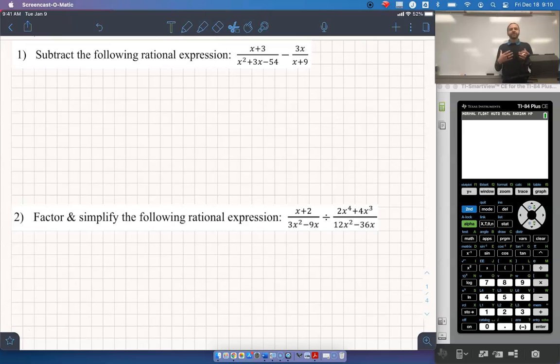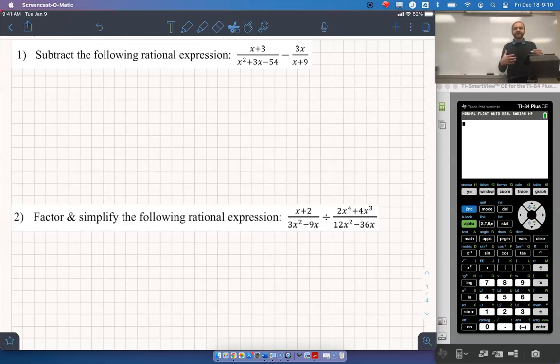We're going to look at the operation of subtraction, which will help us with addition, and then we're going to look at dividing, which could help us with multiplication. And the last problem we're going to look at for this video deals with complex expressions. So we're just going to dive in and look at what the differences are between them to help us prepare.